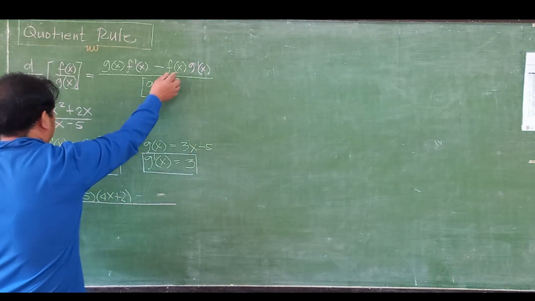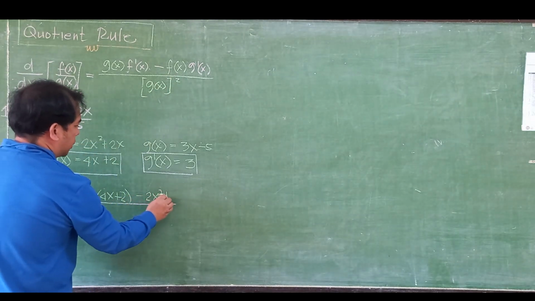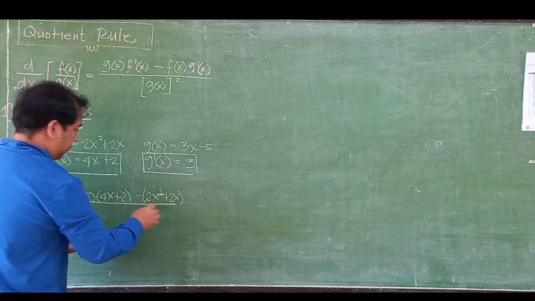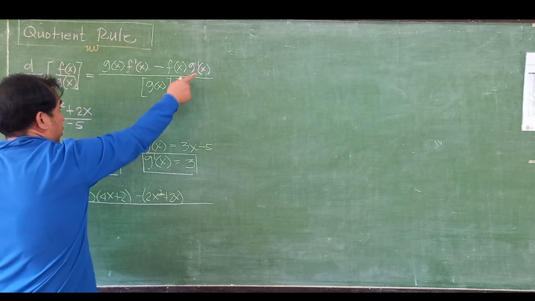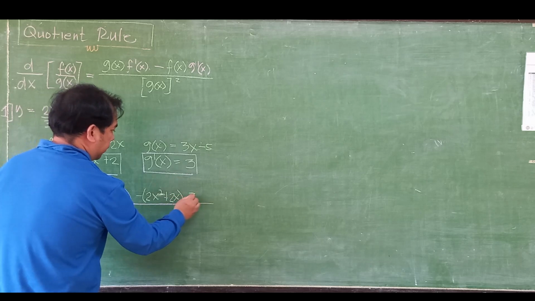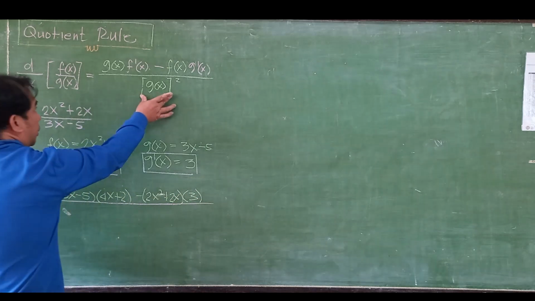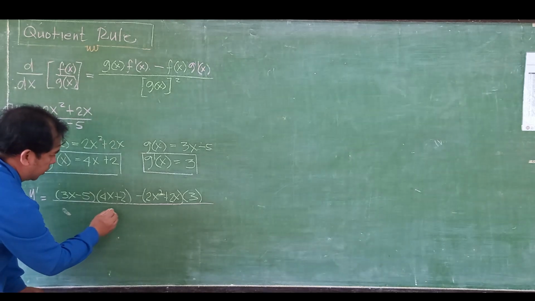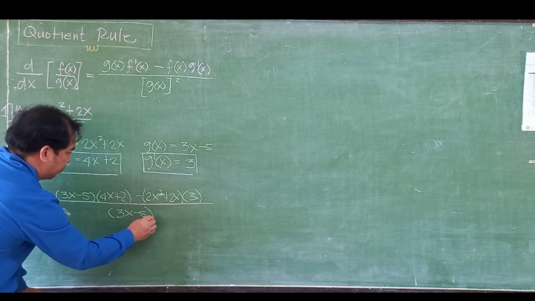What is the original f function? Our f function is 2x raised to 2 plus 2x. And definitely, that is multiplied by the g prime of x, or the derivative of the g function, which is the same as multiplied by 3. So we have it here. Now, of course, our denominator is the g of x raised to the second power. What is the g of x? That is the quantity 3x minus 5 raised to 2.